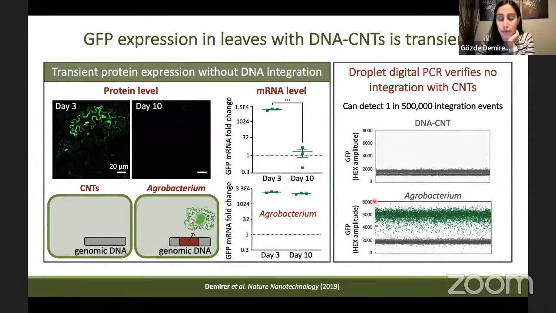So in these plots, for example, in the Agrobacteria, we are looking at all the genomic DNA we collected from one leaf, and each green dot is an integration event. So in a full leaf, we have a lot of integration events in Agrobacteria delivered sample. But when we deliver the same DNA with carbon nanotubes, there isn't any integration event. So this validated that the DNA, when we deliver it with nanoparticles, is not available for integration, and it only expresses transiently, which lasts for 7 to 10 days.